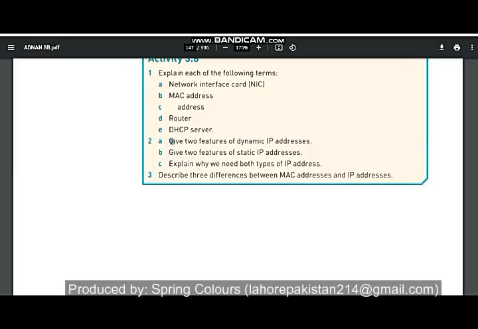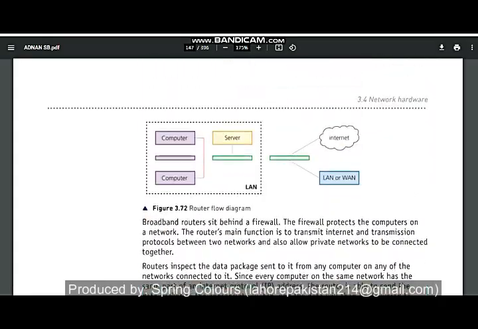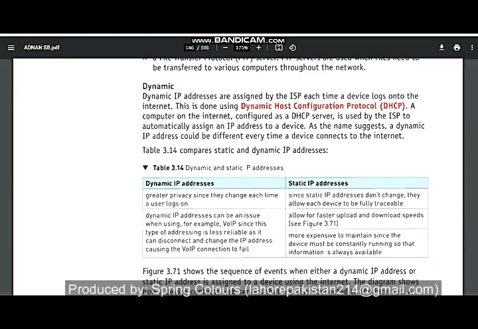Next comes question number 2, part A. You have been asked to give two features of dynamic IP address, and in 2B you have been asked to tell two features of static IP address. Although table 3.14 tells the differences between the dynamic and static IP addresses, you can pick these 2 points for dynamic IP address. You can write these two features: they provide greater privacy, but they are not very secure, and they can cause an issue while using voice over internet protocol.